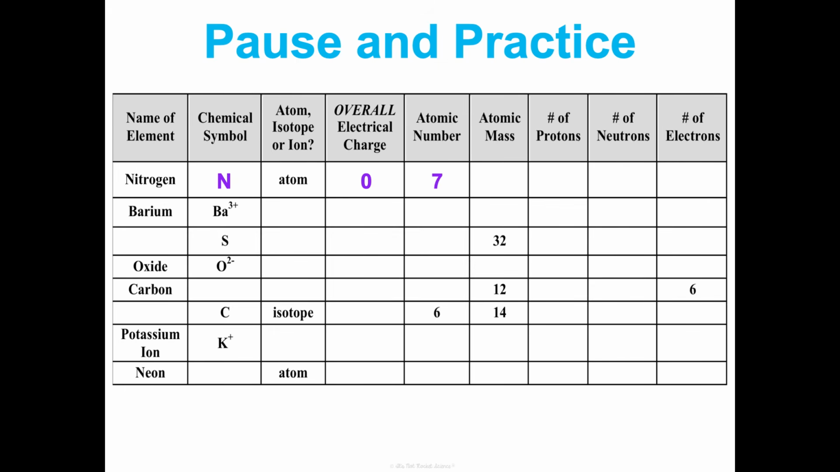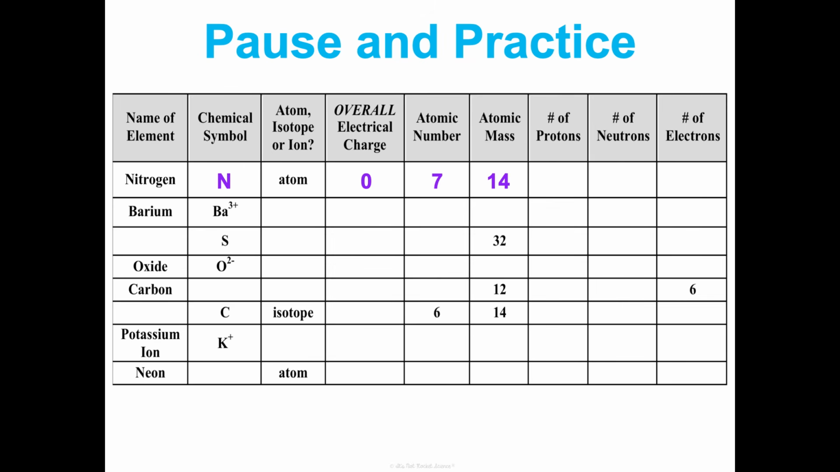To find its atomic mass, or its mass number, I have to add up the protons and neutrons. We're going to be looking at the most common versions for all of these, unless it's an isotope like it says down there, or a different variation. The atomic mass on the periodic table is 14.007.